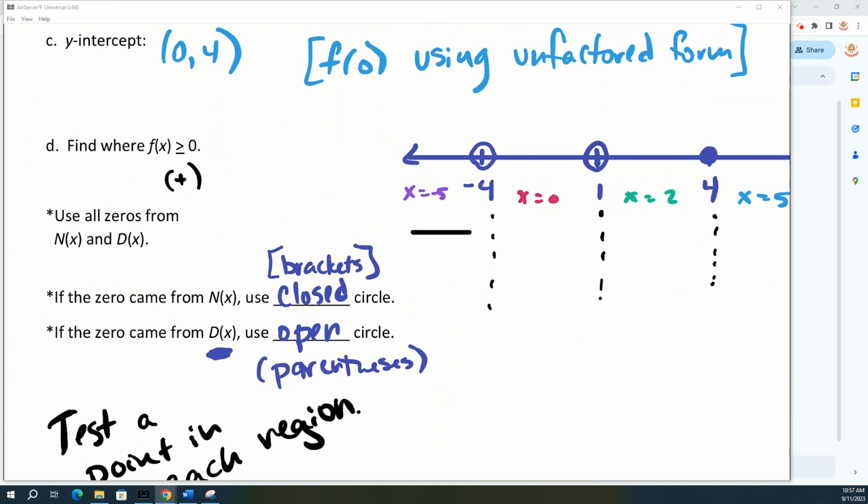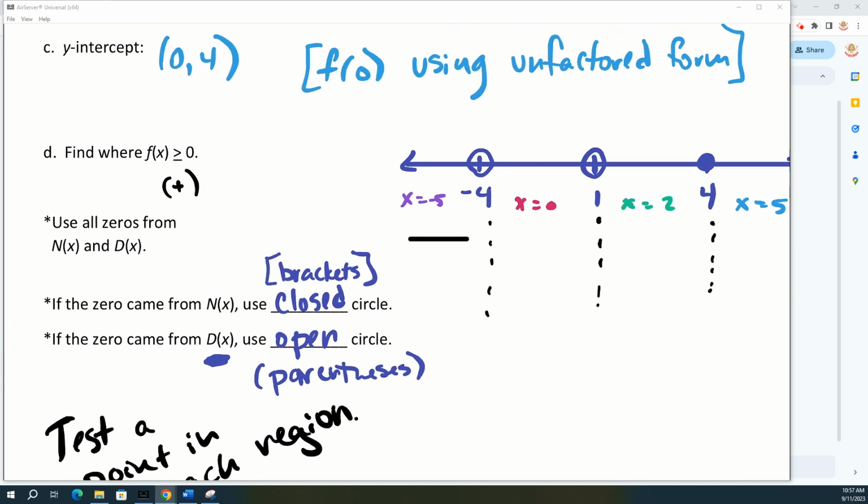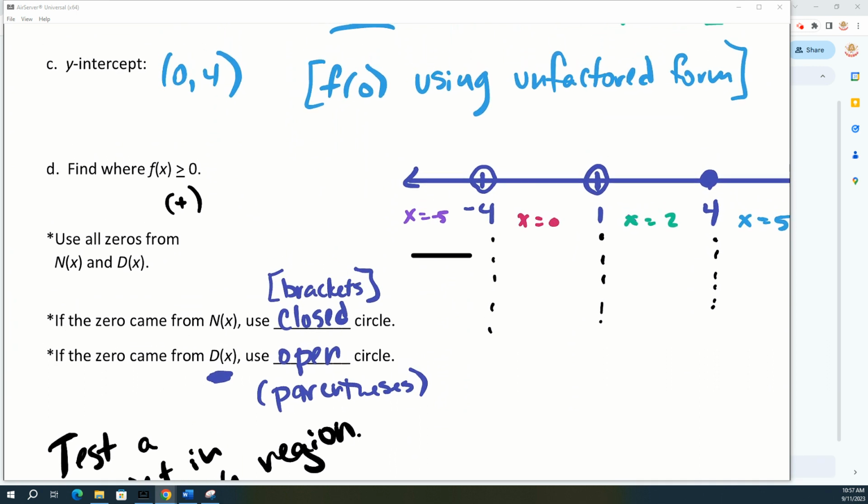Now, have we already plugged in 0? Yeah, that was our y-intercept. So this one we already know the answer. When I plugged in 0, I got +4. So I already know that's a positive. So I'm not going to plug it in again. There's no reason to.